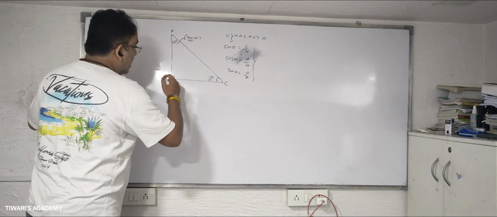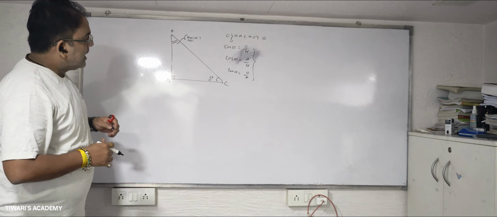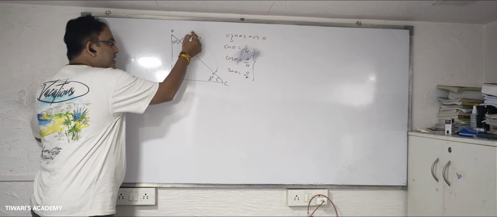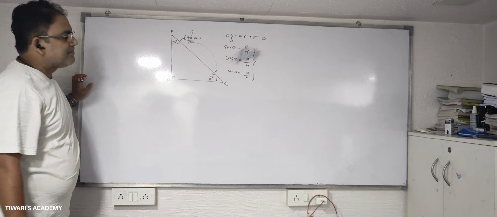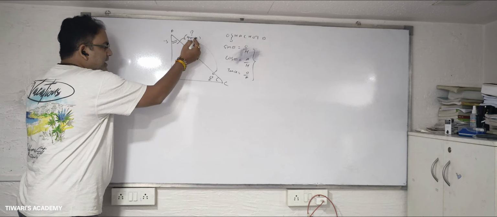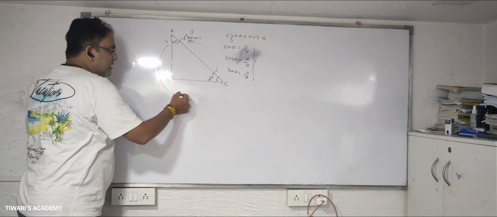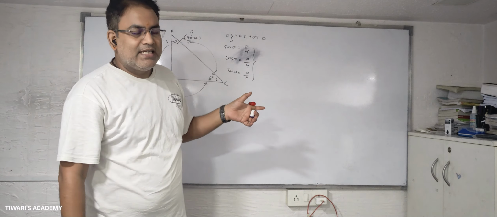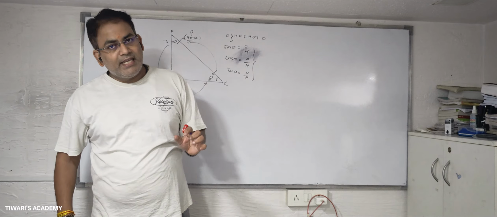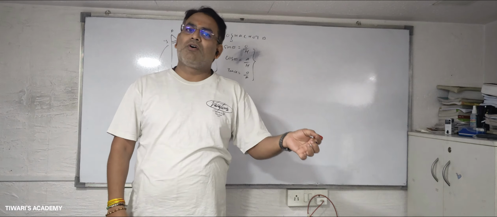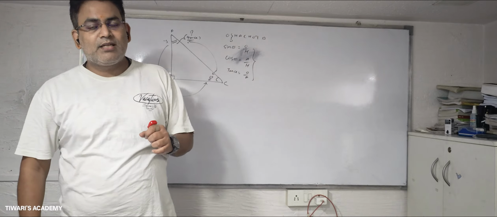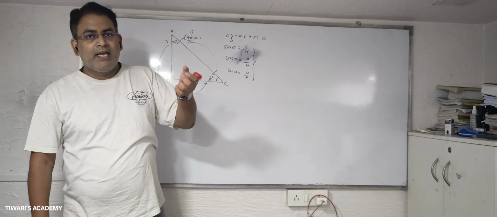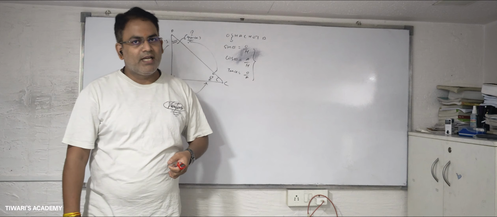Now complementary angle means, if sine theta is something, what will be sine 90 minus theta? If cos 90 minus theta is something, what will be cos theta? Will there be any relation between sine theta and sine 90 minus theta? Will there be any relation between cos theta and cos 90 minus theta? Will there be any relation between tan theta and tan 90 minus theta? This is all the relation which we are going to see today under complementary angles.